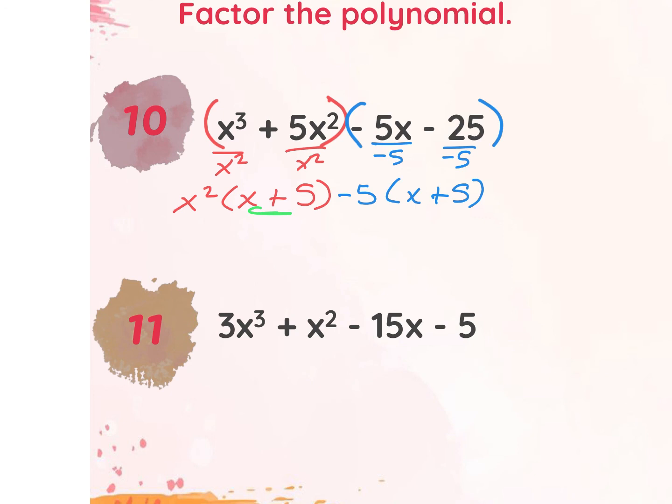Again, it looks the same. So then you just write down the x plus 5 as well as the two GCFs you divided by. And you're done.